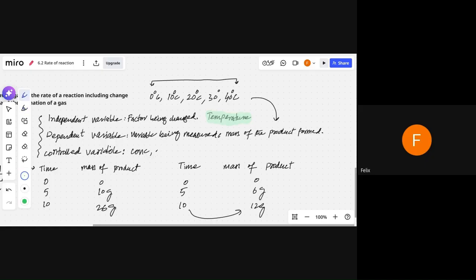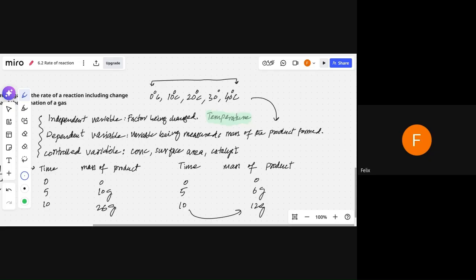So concentration must be constant, surface area must be constant, and catalyst, if you are using a catalyst, then use it in all these reactions. If you're not using a catalyst, then don't use a catalyst at all, because you're just trying to understand the effect of temperature.